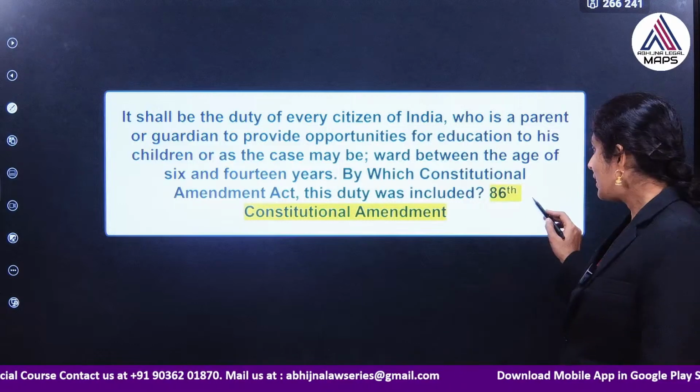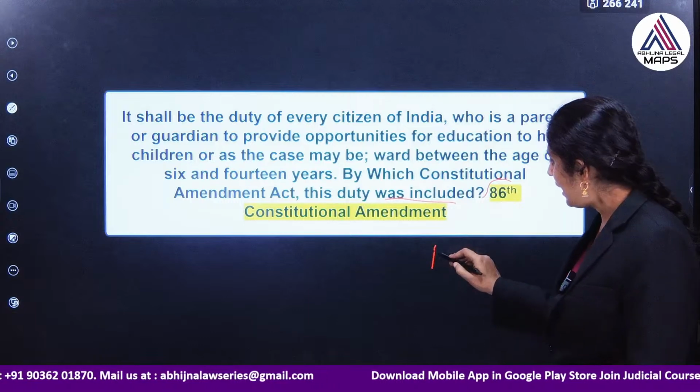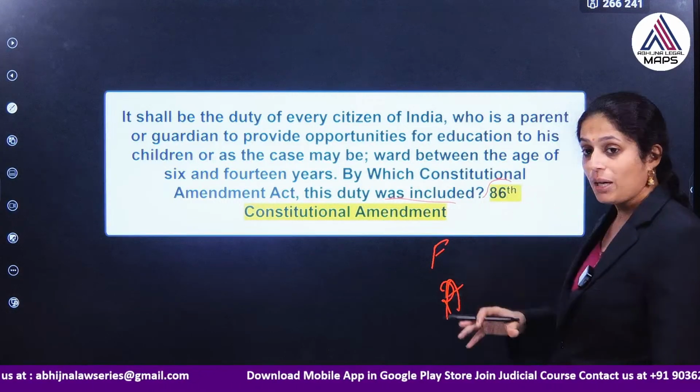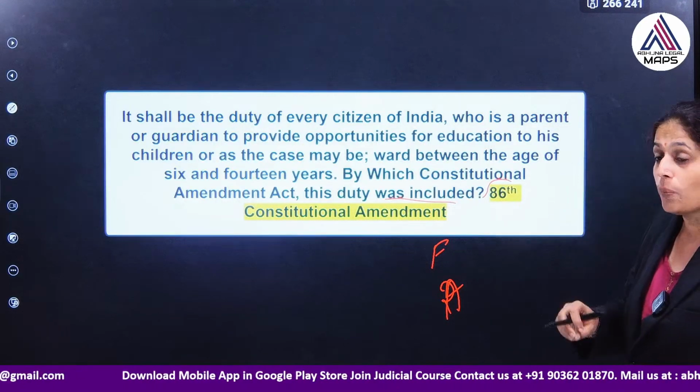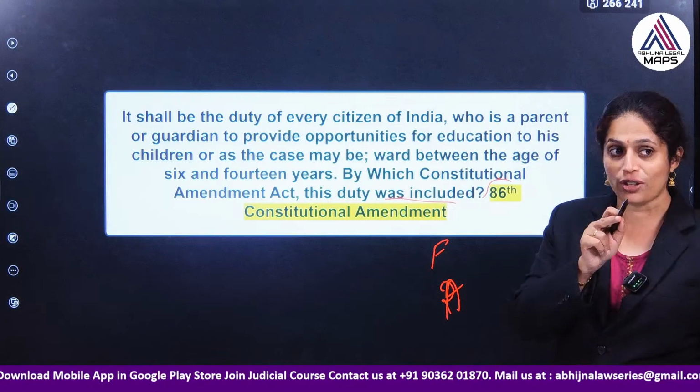Then in the 86th Constitutional Amendment, this is regarding the right to education. In fundamental rights, Article 21A was introduced, making it a fundamental right and giving the state the duty to provide compulsory education to children from 6 years to 14 years.